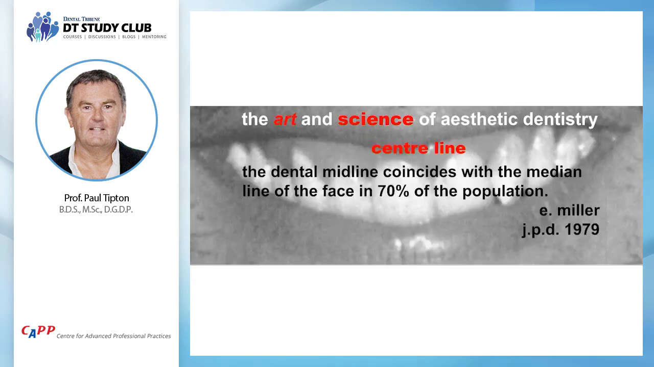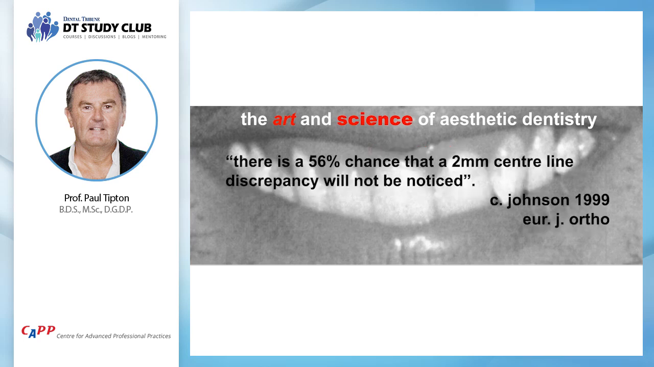If we look at the science of this, we see that the centerline, the dental midline, coincides with the median line of the face in only 70% of our population. We also know there's just over a 50% chance that a 2mm center line discrepancy will not be noticed. Now, this is an important slide. What this says is that the center line does not have to coincide with the ideal center line of the face, but can be approximately up to 2mm off before patients will notice.